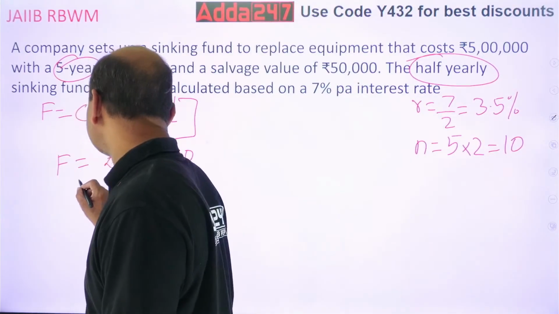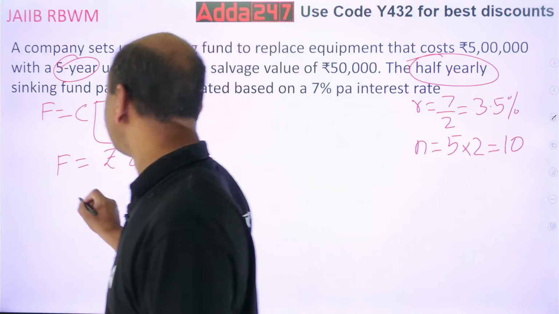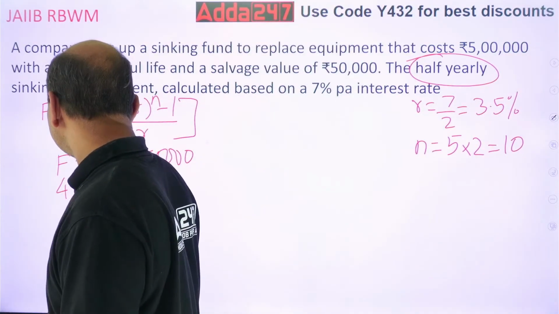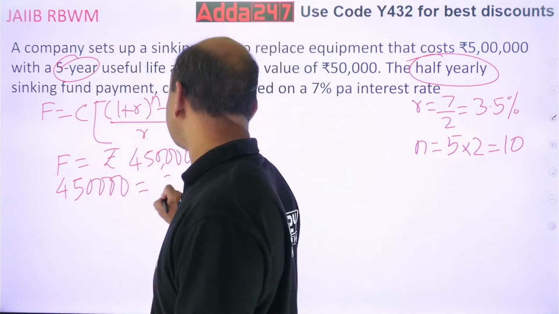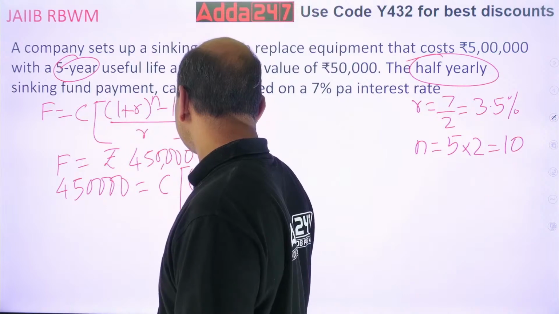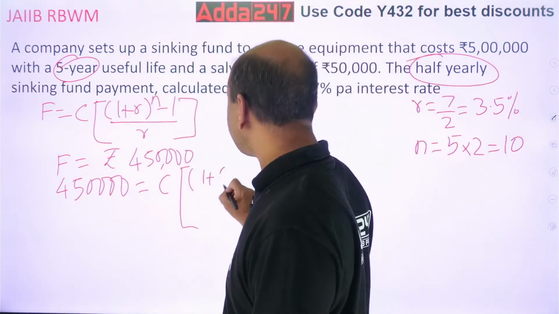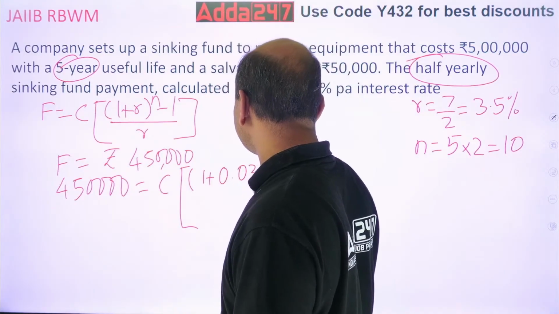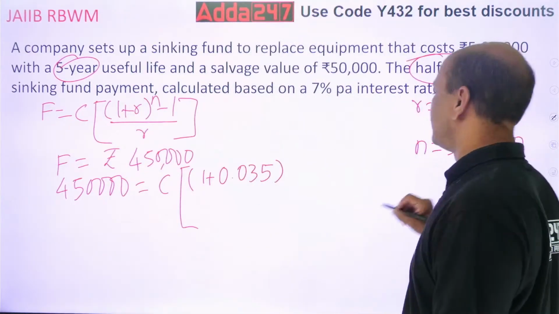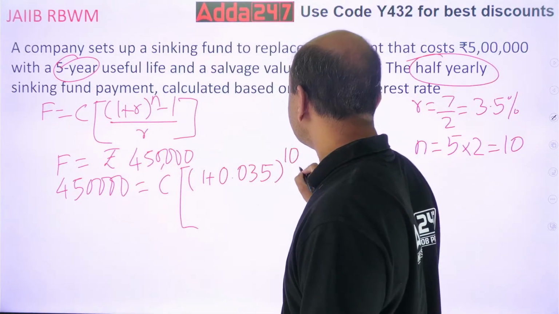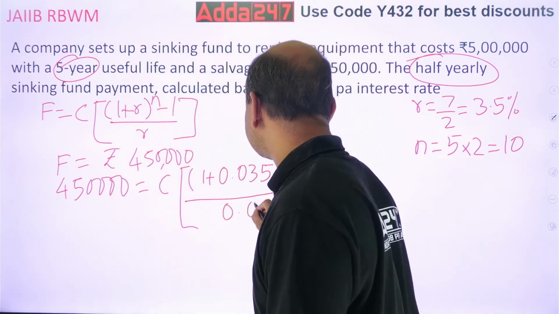4,50,000 equals C into the sinking fund factor: (1 plus R) raised to N, minus 1, the whole upon R. What is R now? 3.5%, so I'll directly write it as 0.035 divided by 100 first only. Raised to N. N is 10. Minus 1. The whole upon R. What is R? 0.035.